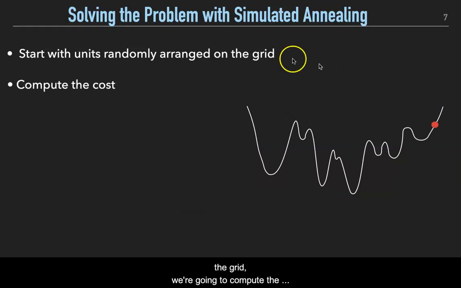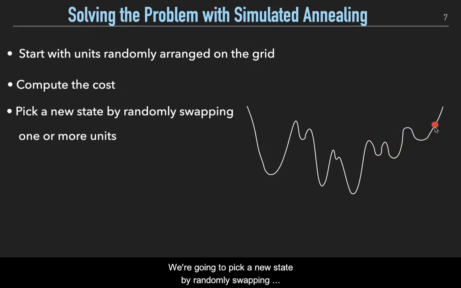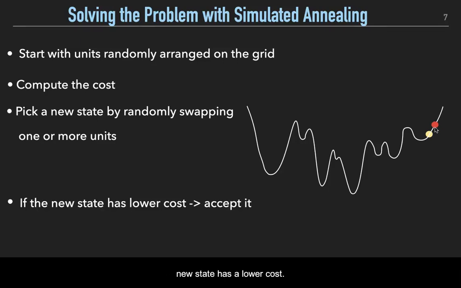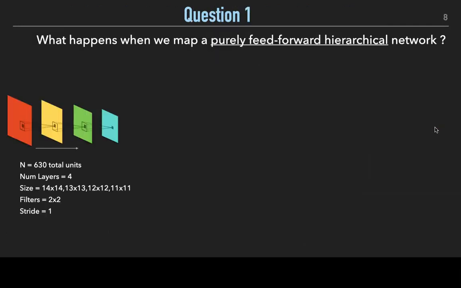So we're going to start with units randomly arranged on the grid. We're going to compute the cost. This is a cartoon of the cost landscape, and the red dot is the cost of my state. We're going to pick a new state by randomly swapping 1 or more units. This is now the yellow dot. Then we're going to see if the new state has a lower cost. If this is the case, like what we see here, then we're going to accept it. But if the new state has a higher cost, then we're going to only accept it with a certain probability.